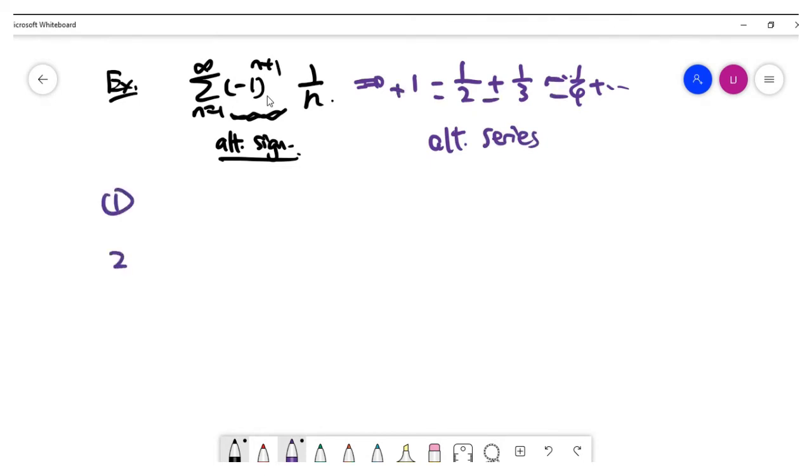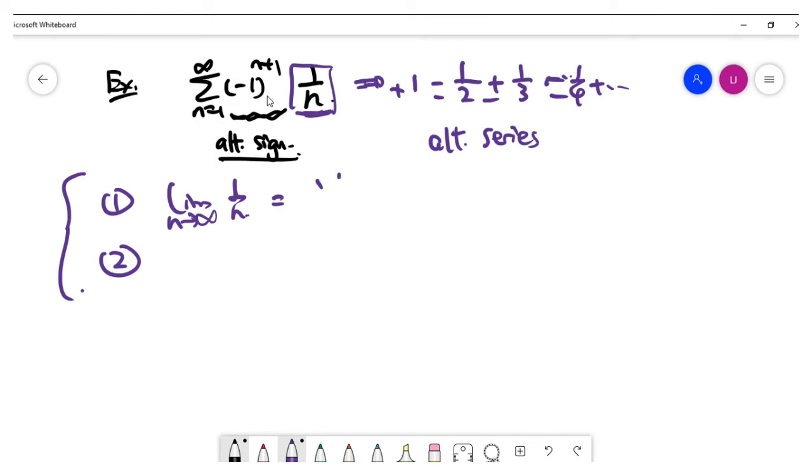So we have to apply the two checks here. The first check is that we want to see whether this term, when you take the limit as n goes to infinity, is 0. The answer is yes, because conceptually it is 1 over infinity, which is 0. So the first condition is satisfied.